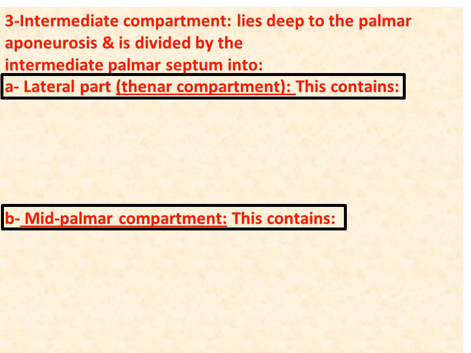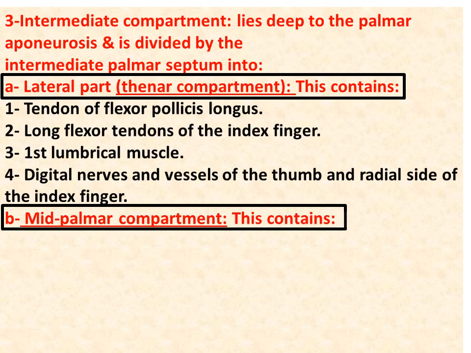The intermediate compartment deep to the palmar aponeurosis is again subdivided by means of the intermediate palmar septum into a lateral part and the mid palmar compartment. The lateral part near the thumb is known as the thenar compartment, while the second is known as the mid palmar compartment. Each of them contains long flexor tendons, lumbricals, and the nerves and vessels supplying them.